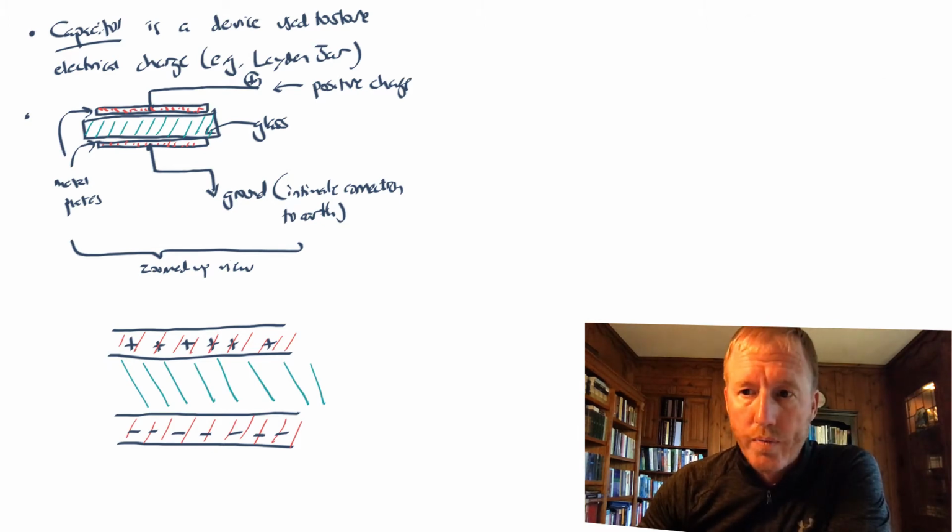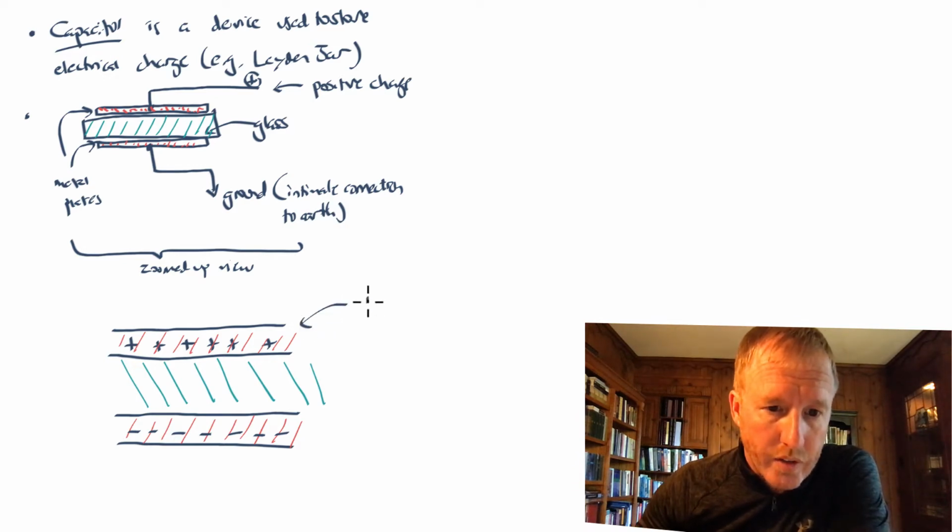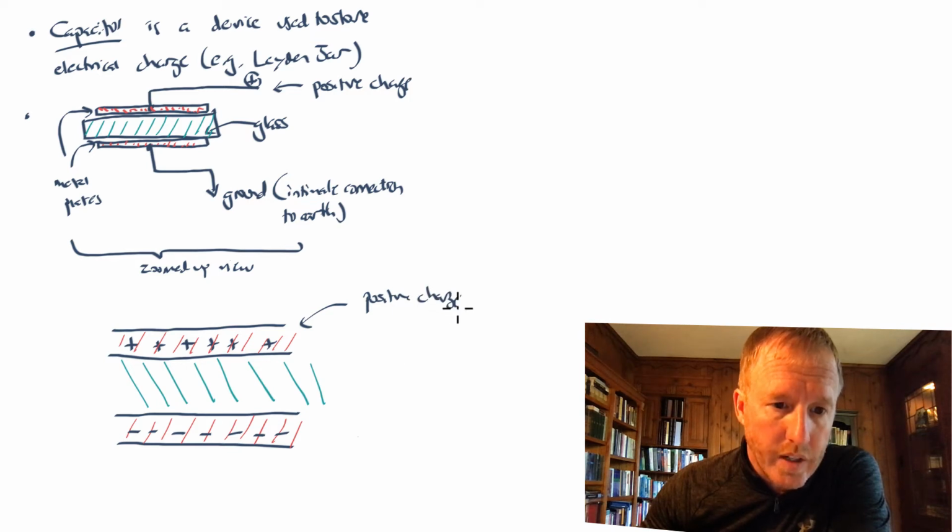Okay, so we have positive charge up here, so this is positive charge on this plate. And on this plate, drawn up from the earth or from the ground, we would have negative charge.